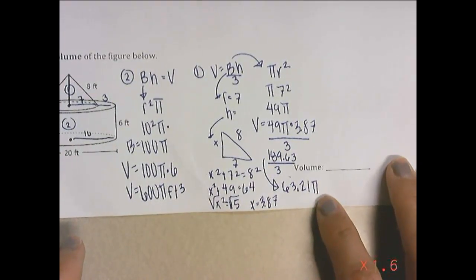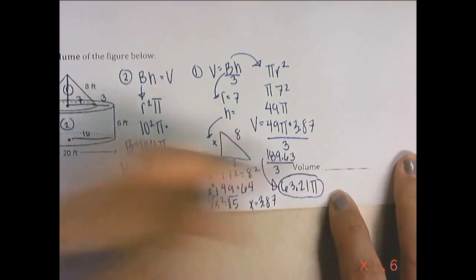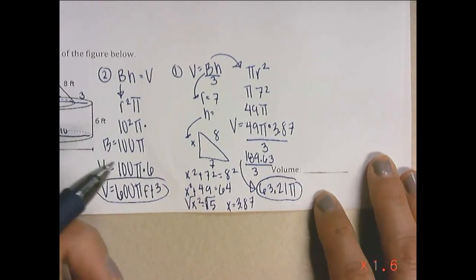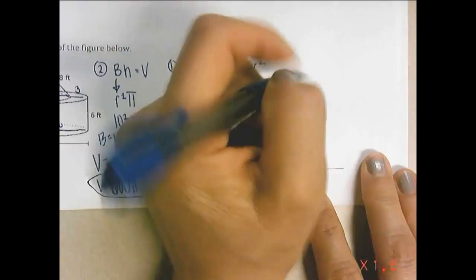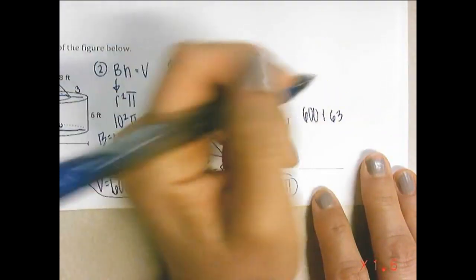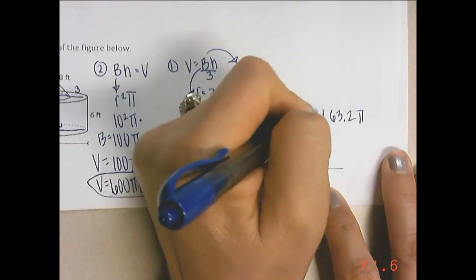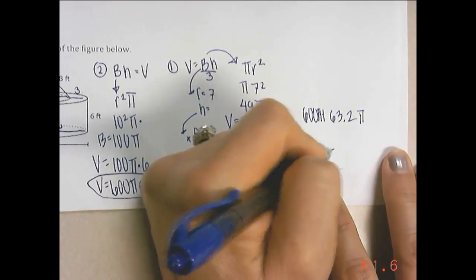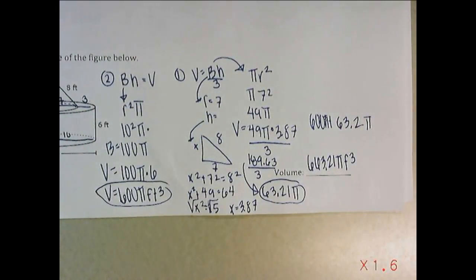and then I'm going to take that, so I have the volume of this figure, and I have the volume of this figure, and I'm going to add them together. All right, so 600 plus 63.2, remember pi, and I will end up with 663.21 pi feet cubed. It's a long problem.